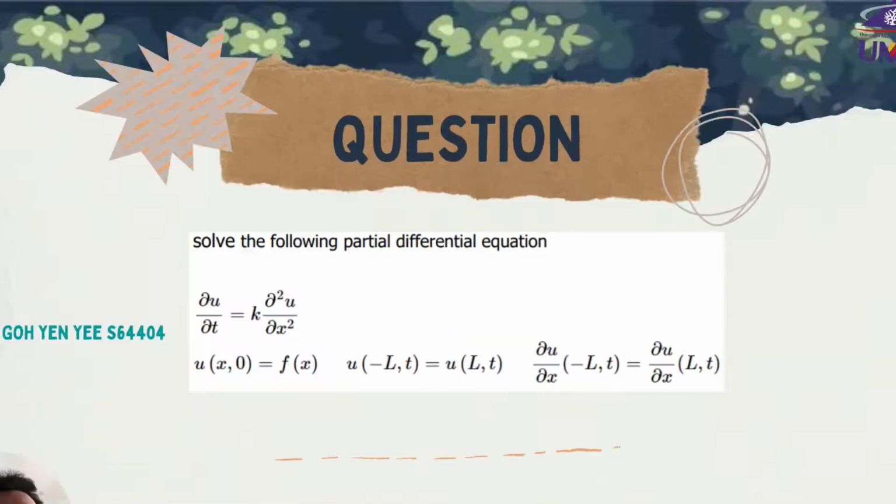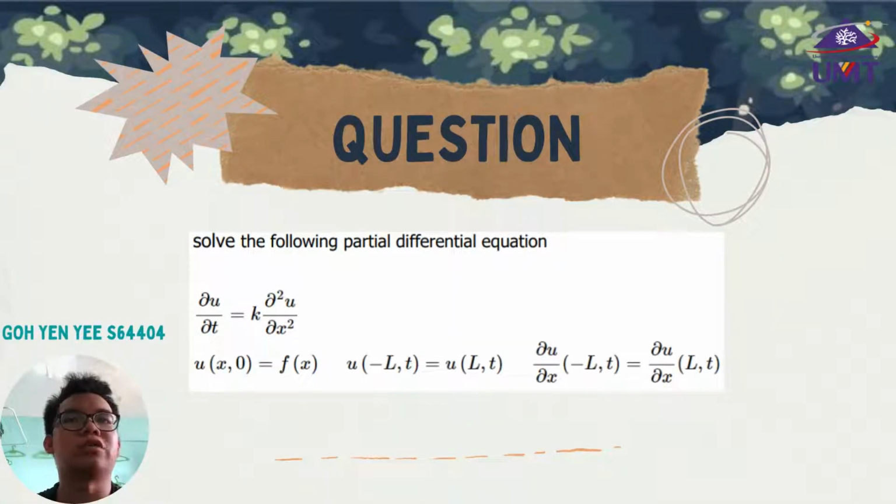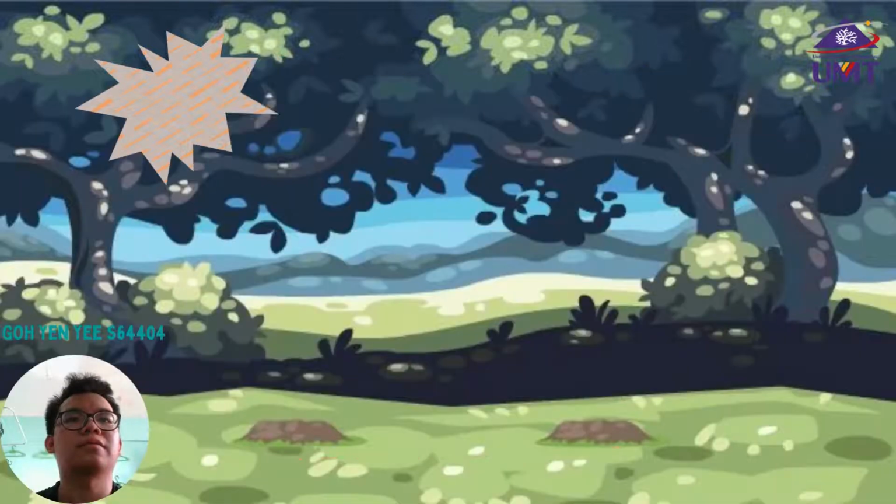From this question, the given differential equation is du over dt equal to k d square u over dx square, and the given conditions are u(x,0) equal f(x), u(-L,t) equal u(L,t), du over dx (-L,t) equal to du over dx (L,t).